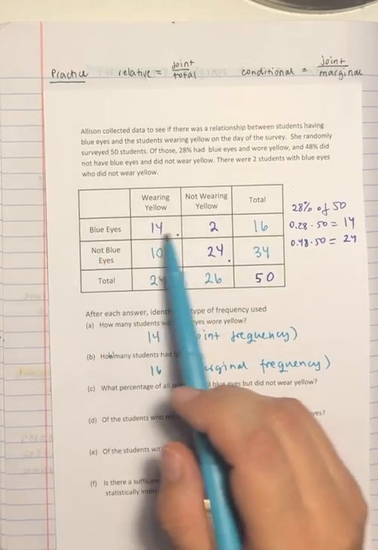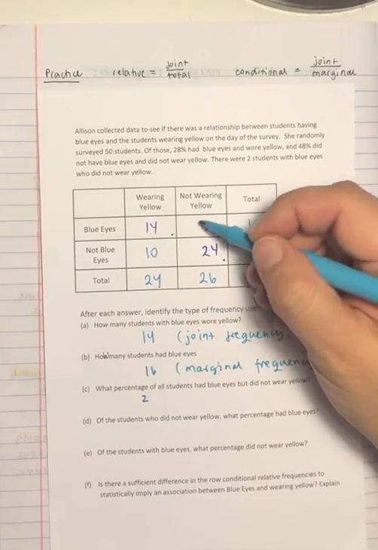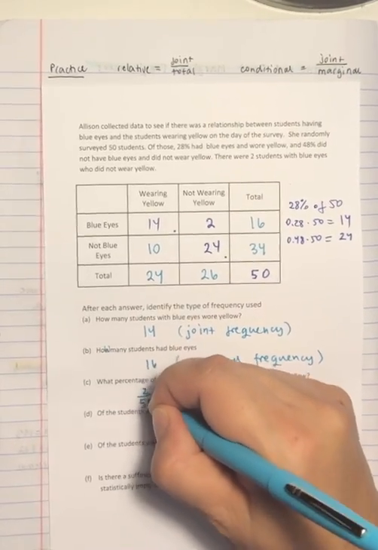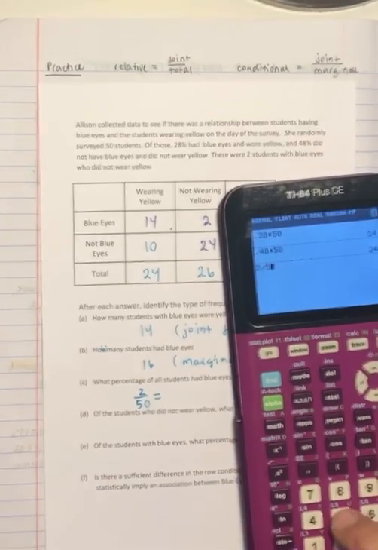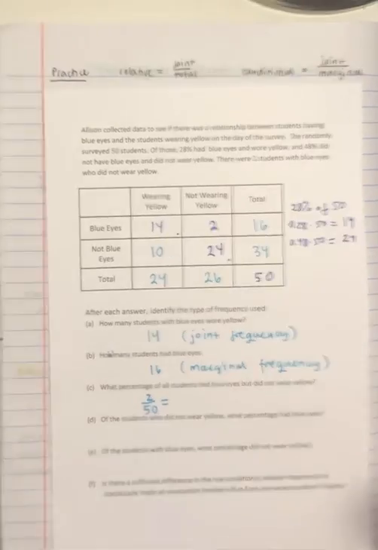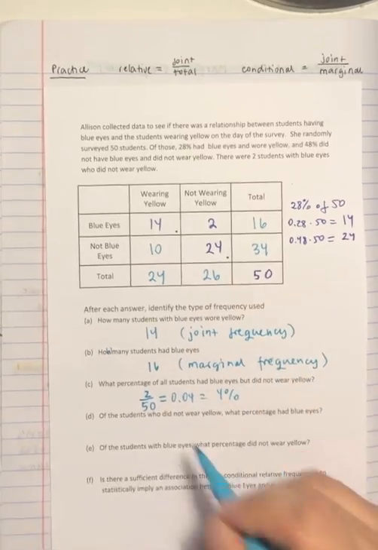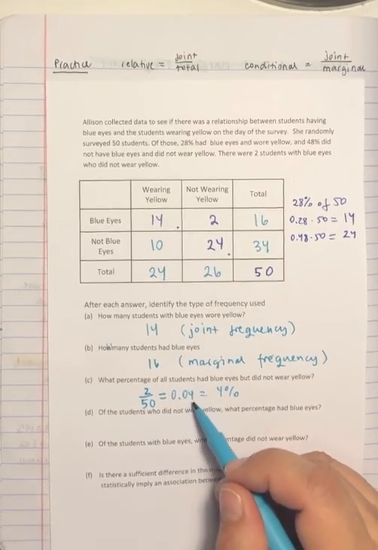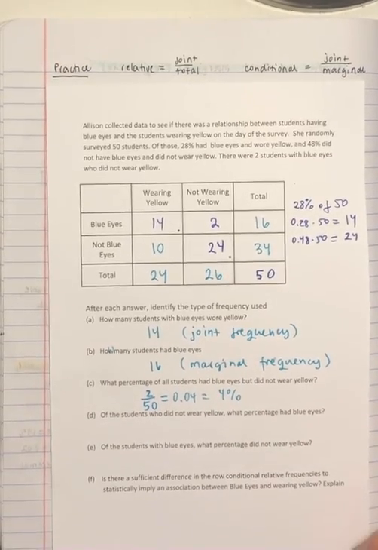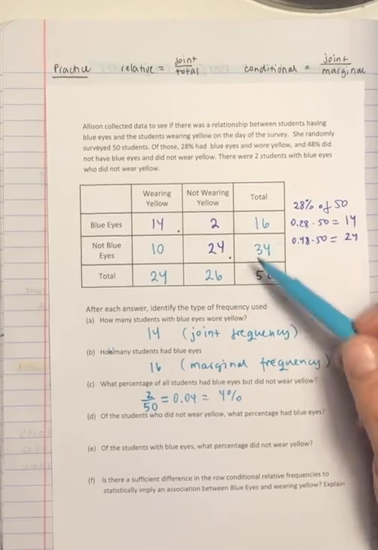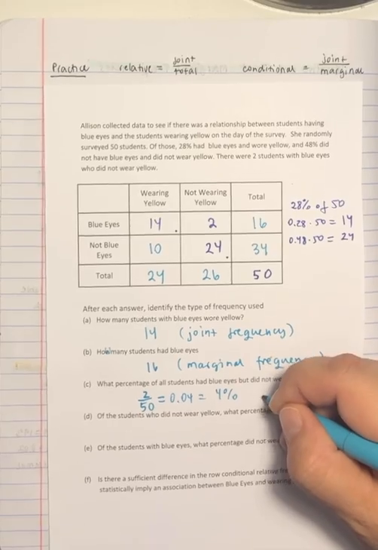What percentage of students had blue eyes but did not wear yellow? Blue eyes and not yellow is 2 students, but we want to know the percentage, which means we have to take this 2 and divide by 50. 2 divided by 50 is 0.04, which is 4%. Remember, to move from decimal to percent, we move our decimal point twice to the right. Since this is a percentage and we compare to the grand total, we're going to call that joint relative frequency.